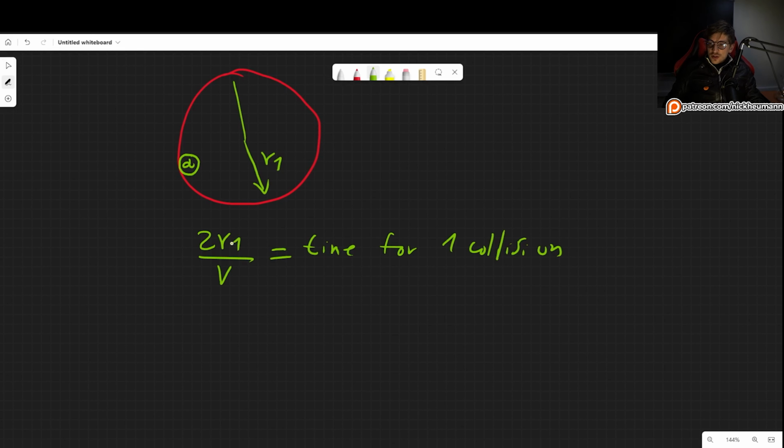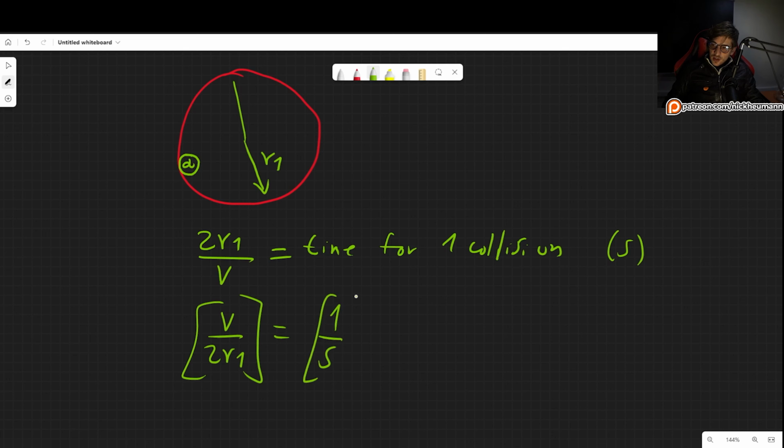So what is going to be the frequency? Well, that's going to be 1 over this amount. So the velocity over 2r1, right? This is in units of seconds. This now is in units, basically the units of this will be 1 over seconds, which of course is hertz. So this will be the frequency of these collisions.